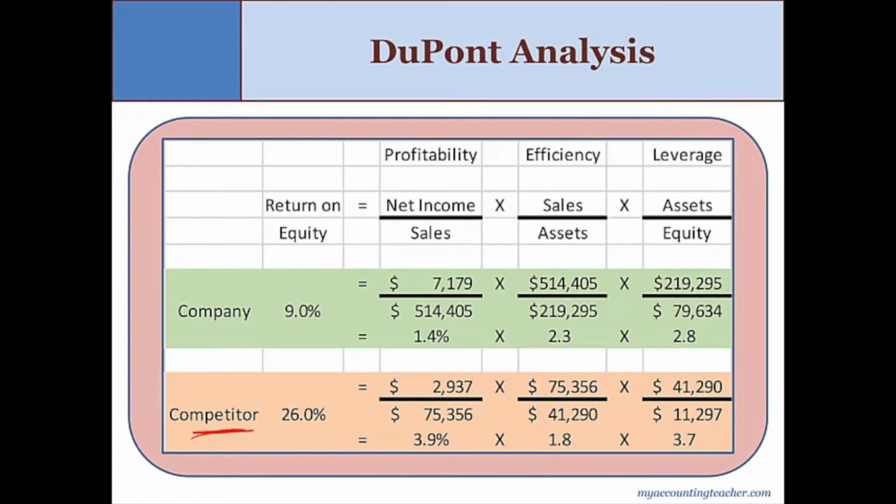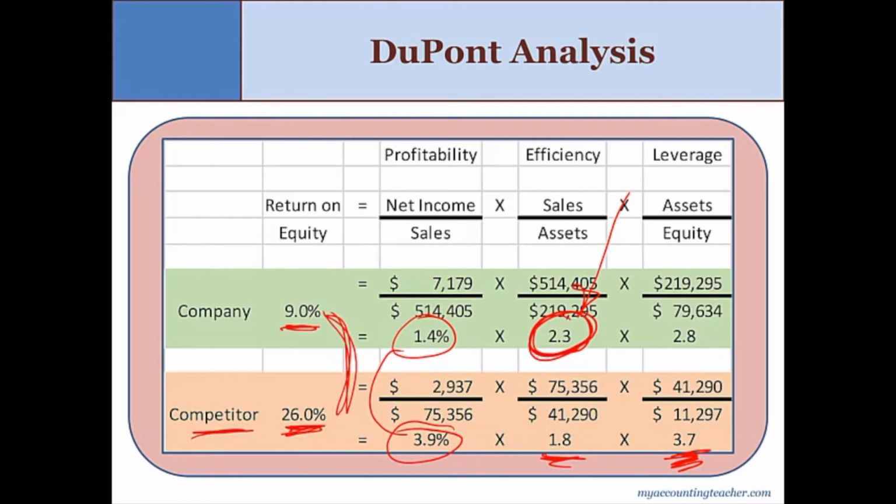They had, for the same period, 26% return on equity. We had 9%. The company that we're looking at had 9%. Why? What was the big difference? Well, one, they made better use of leverage, 3.7 versus 2.8, but the company here was more efficient at using its assets to generate sales than was the competitor. So that's actually good news right there. We're more efficient, but again, we see we were much less profitable. The big difference here, we were just much less profitable.